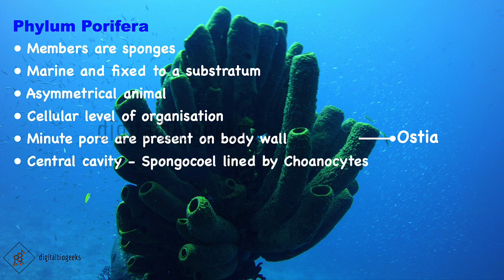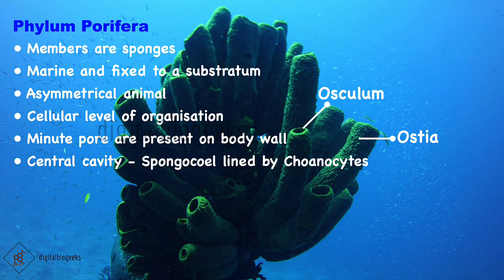Sponges have a central cavity called spongocoel, which is different from the coelom in annelids. Spongocoel is lined by choanocytes, whereas coelom is lined by the mesoderm cells. That is the difference between spongocoel and coelom. Sponges have another opening in their body called osculum.